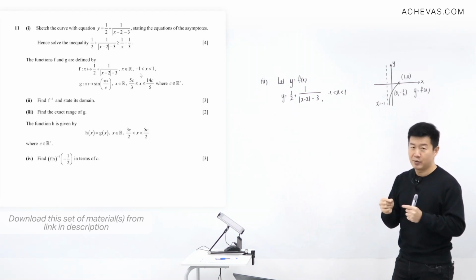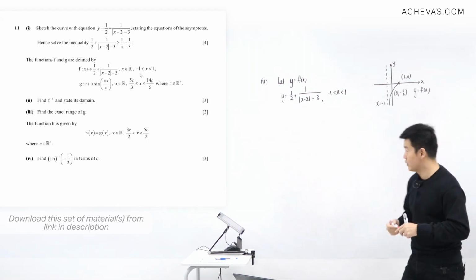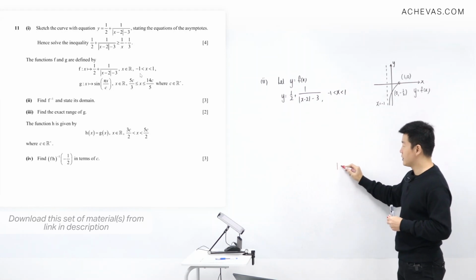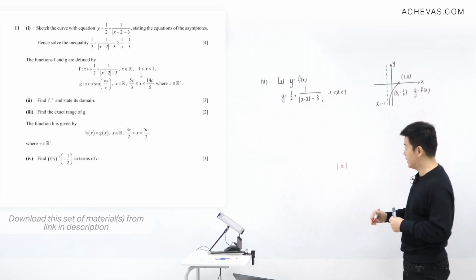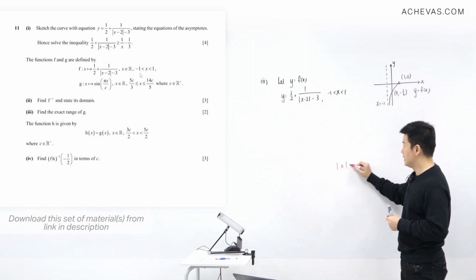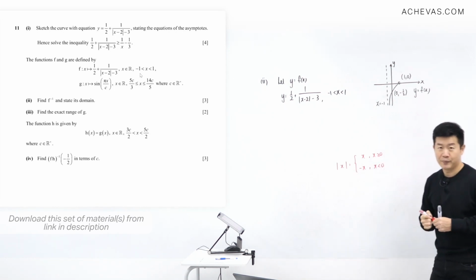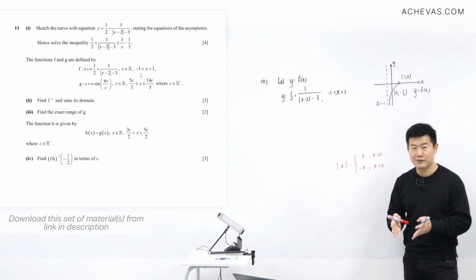Because what is the modulus function? Let's just do a quick recap. If we have a modulus of an expression, let's keep it simple, x, this is defined as a piecewise function. It is going to be x when whatever is inside is positive or 0. It is going to be minus of it when whatever is inside is less than 0. This is a piecewise function. This is a modulus function.